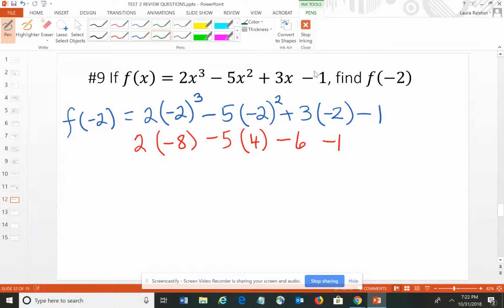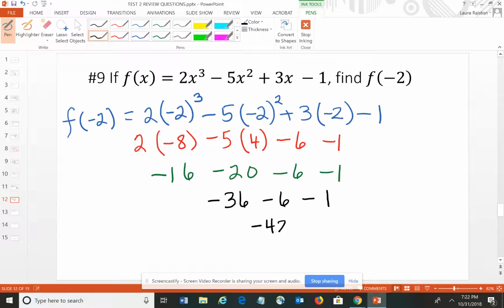Then we do the multiplication, working left to right. 2 times negative 8 is negative 16. Minus 5 times 4 is minus 20. Minus 6 minus 1. Do the addition and the subtraction, working left to right. Negative 16 minus 20 is negative 36. Minus 6 minus 1. Negative 36 minus 6 is negative 42 minus 1. We ultimately get a value of negative 43.